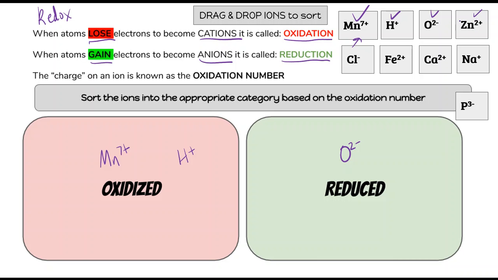Zinc has a +2, that means it lost electrons, so it goes over here in the oxidized category. Chloride, Cl-, gained an electron, belongs in the reduced. Iron +2, oxidized, lost 2 electrons. Calcium, lost 2 electrons. And sodium, lost 1 electron, because it only has a plus. And then phosphide here, this is the phosphorus ion, P -3. And so just 2 more terms there between cation, anion, oxidation, and reduction.